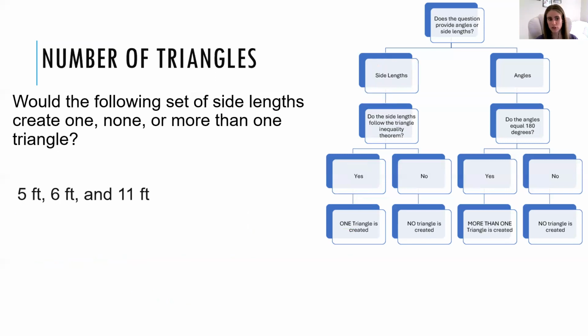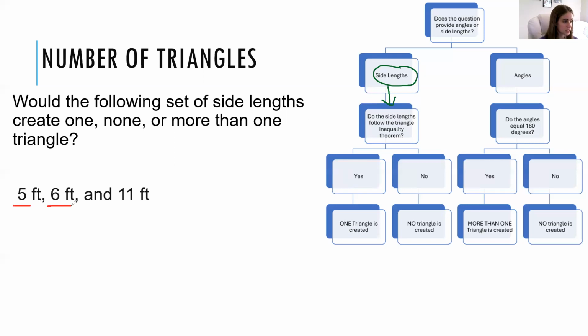Let's try it again with another example. Would the following set of side lengths create one, none, or more than one triangle? This time we have 5 feet, 6 feet, and 11 feet. Once again, we're given side lengths. So we follow our flow chart, and that reminds us about the triangle inequality theorem. Let's go ahead, follow my pattern, just start with the first 2.